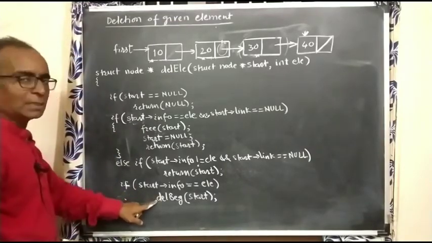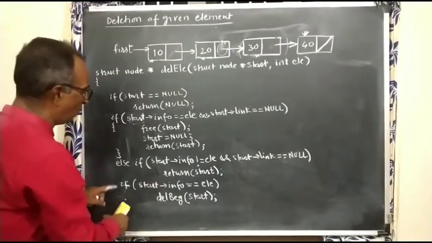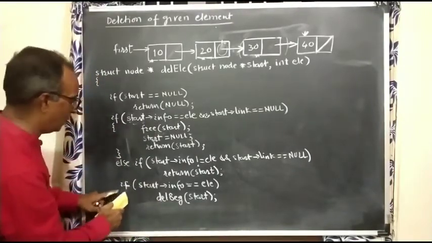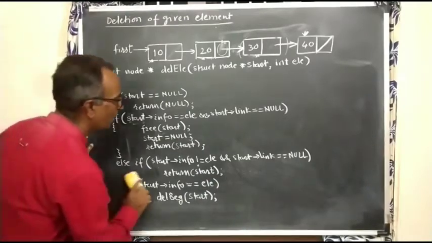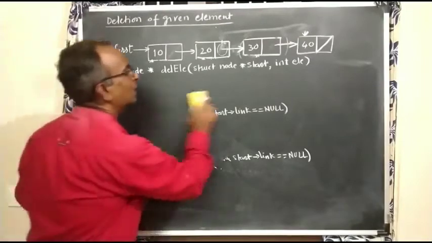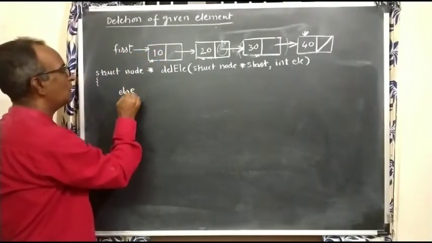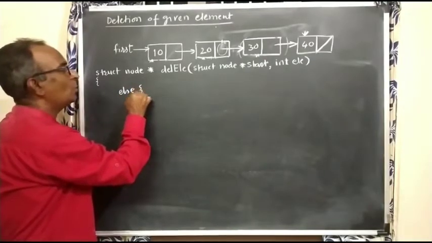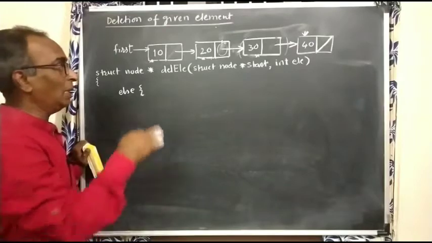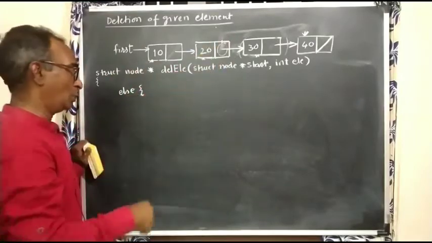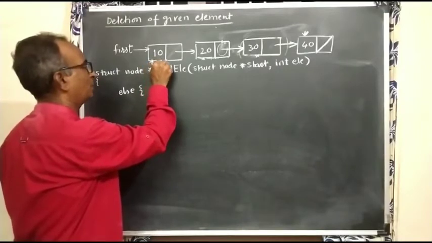If this is the case, if element is not, I'll wipe out this. Now for the else part, what will be the else part? See, else, what does it mean? The element to be deleted is not first in the linked list, which has more than one node. So whatever you have to traverse down.